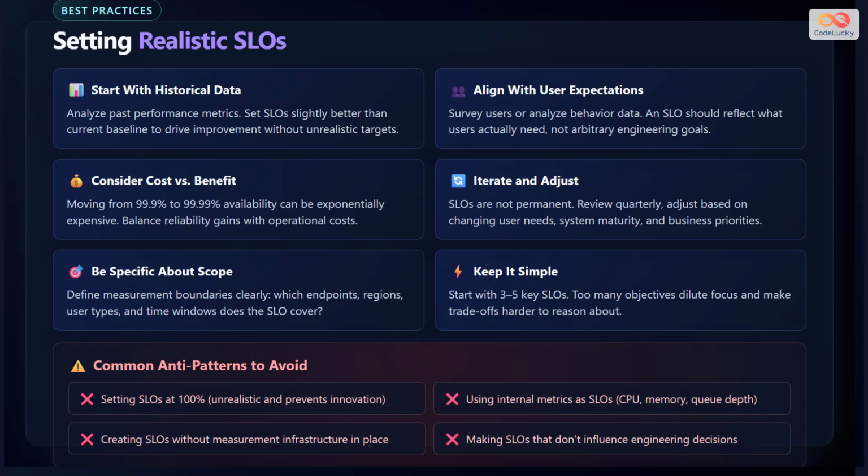Then, multiply this percentage by the number of seconds in a month. A month has approximately 2.6 million seconds. 0.1% of 2.6 million seconds equals approximately 2,600 seconds, or about 43 minutes. This means your service can be down for about 43 minutes per month while still meeting your SLO. Once your error budget is consumed, you must prioritize stability over new features until the next billing period.